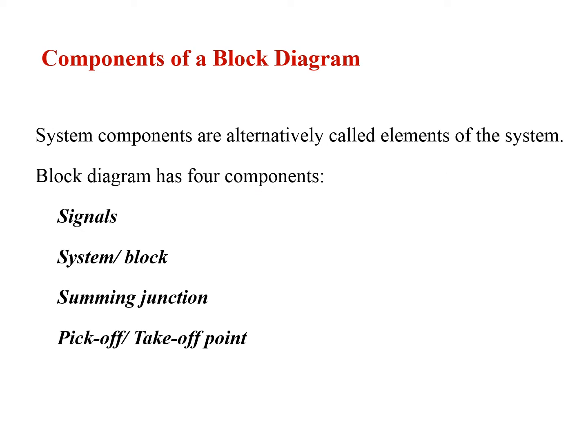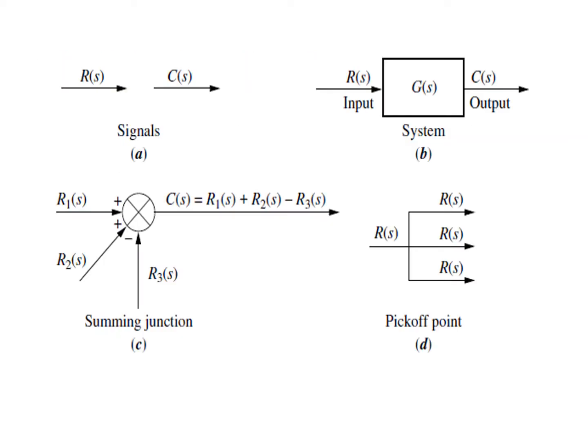Coming to components of block diagram. A block diagram mainly consists of four components. First are the signals, second is the system or block, third is the summing junction or summing point, and fourth is the pick off or take off point. These are the major components in any block diagram. This is the representation of the major components. These are the signals, R of S and C of S, indicated by arrow marks. Those arrow lines are called signals.